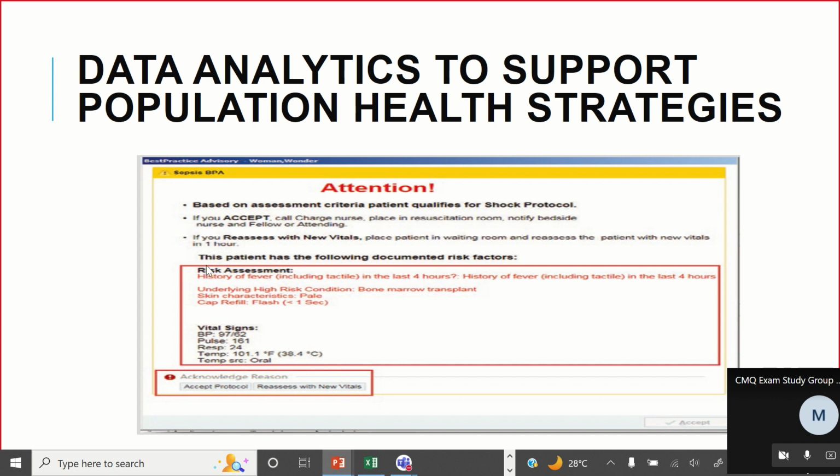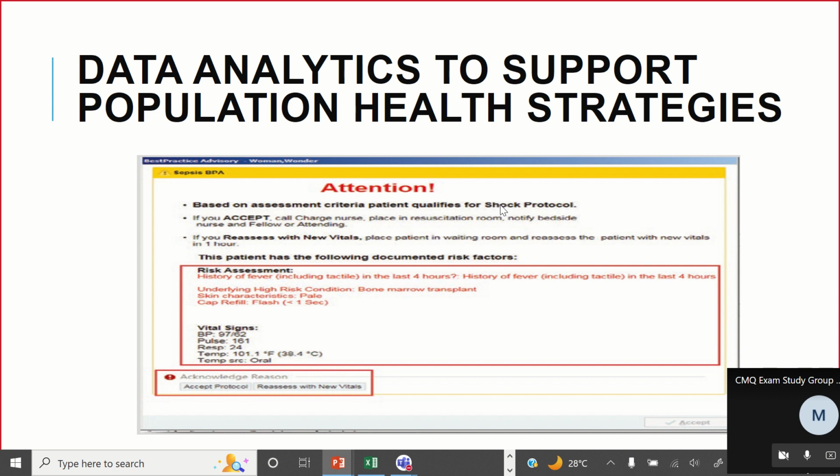telling them that because of these risks, so the history including tachycardia in the past 4 hours, underlying high risk condition, and skin characteristics and capillary refill, all of these make the patient susceptible to have septic shock.